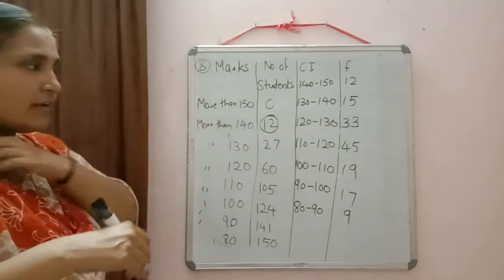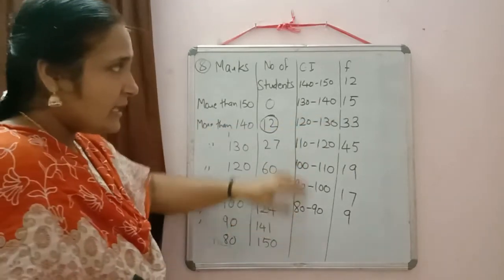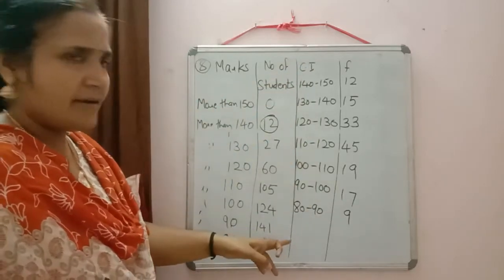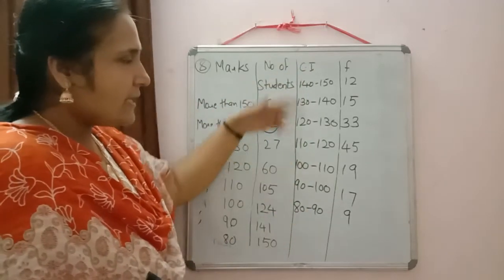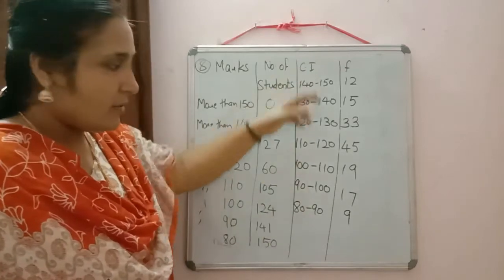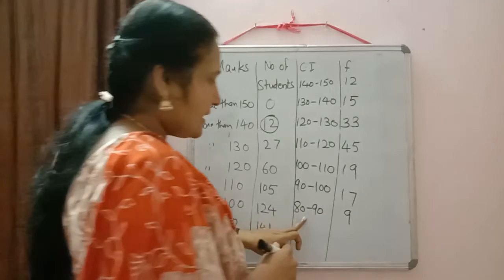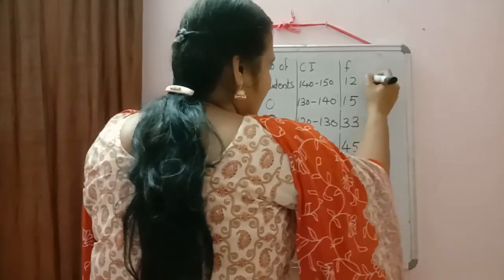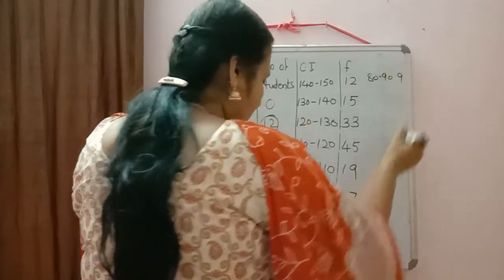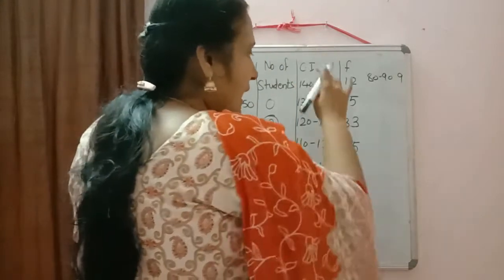Normally we write the class intervals in ascending order. In this way we haven't written. So what you should do? Arrange the class intervals in ascending order and arrange the frequency also. You write in this way. First is 80 to 90, and then its frequency is 9. In this way arrange the class intervals.